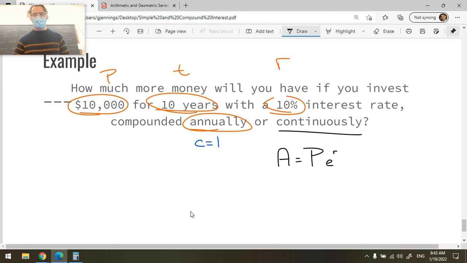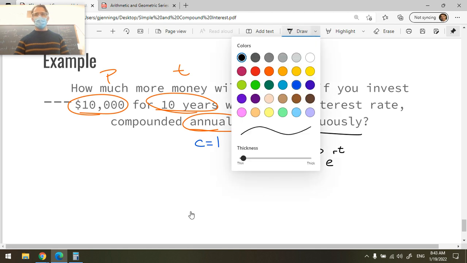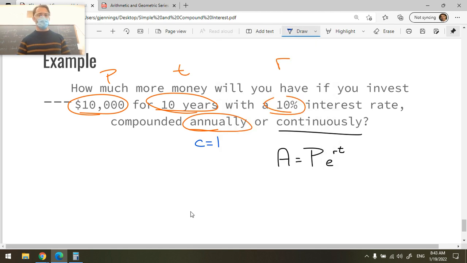E to the R times T. Okay? So you can think of it as PERT, but you have to remember E raised to the power RT. Over here, with compounded annually, well, we just use our standard formula.